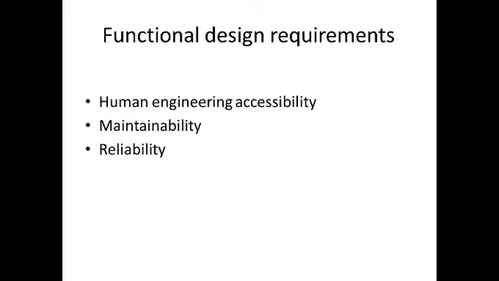Functional design requirements. So first part in the functional design is the human engineering accessibility. Suppose you have designed a particular PCB for a particular device or your product. Then afterwards there might be the need to modify it or to service it. So for that, it should be easily accessible to the person who is going to handle it. So that is the first functional design requirement.